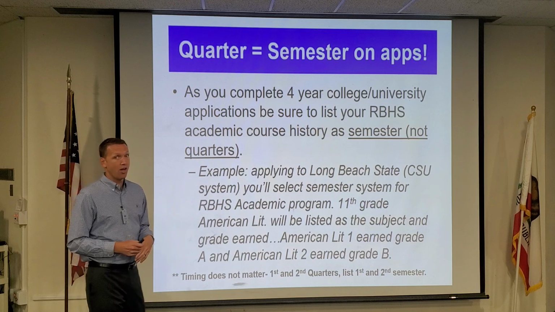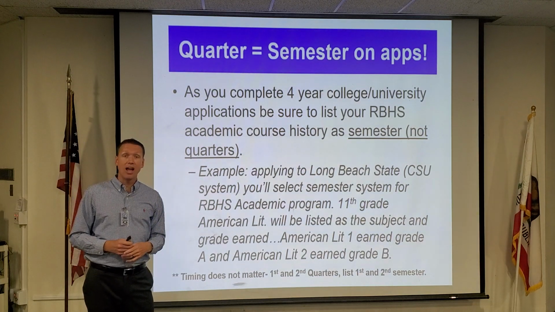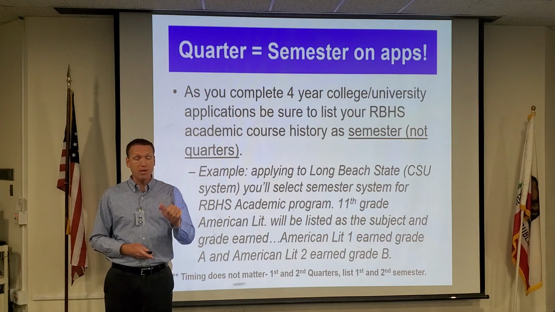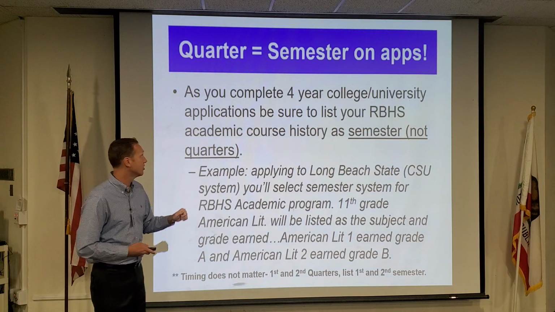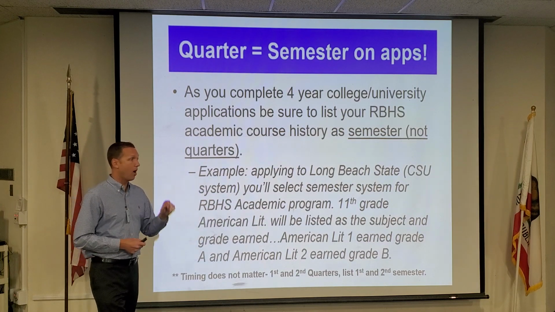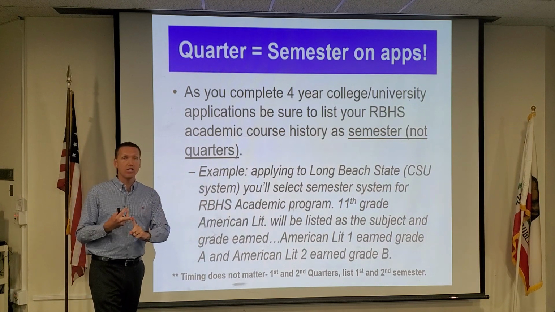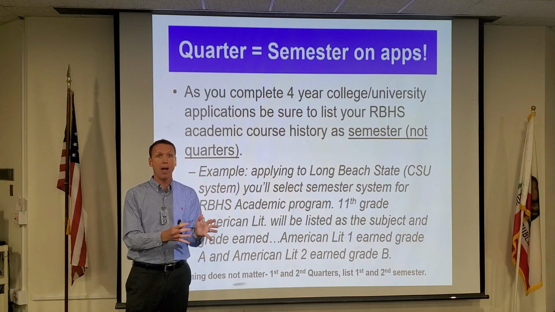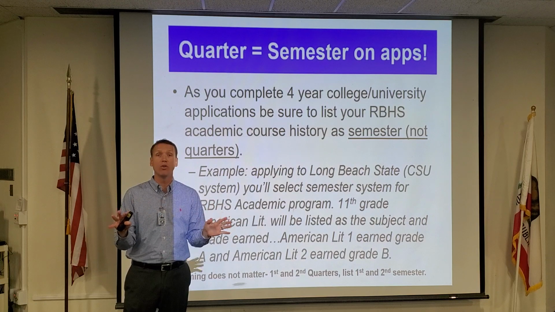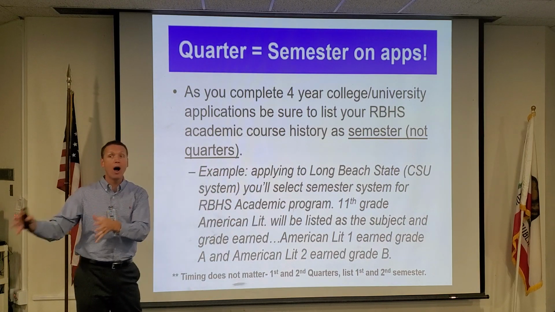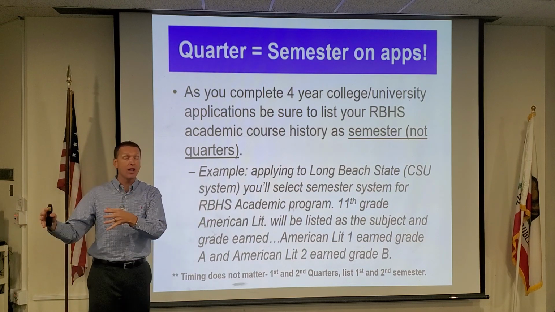Okay, again, another plug, building off last week, but essential, very important. Remember, list RBHS academic program as semester, not quarter. So again, I'm working on Common App, I'm working on UC App. I have a school that is their own unique standalone application. Fine, all are wonderful. This is what they require. List as semester. Why, Mr. Hunt? Why, Ms. Curry? Why, Coach Jamal?